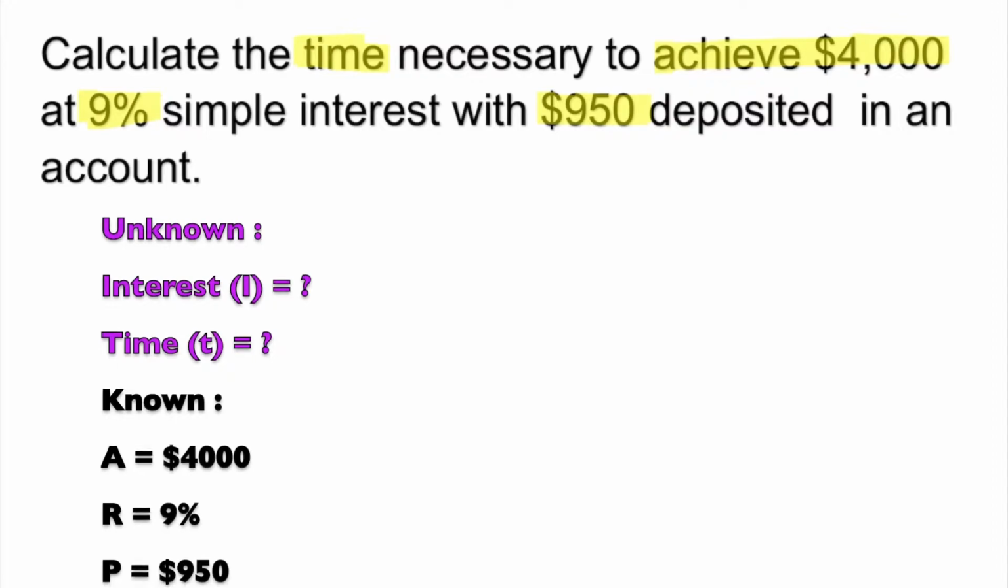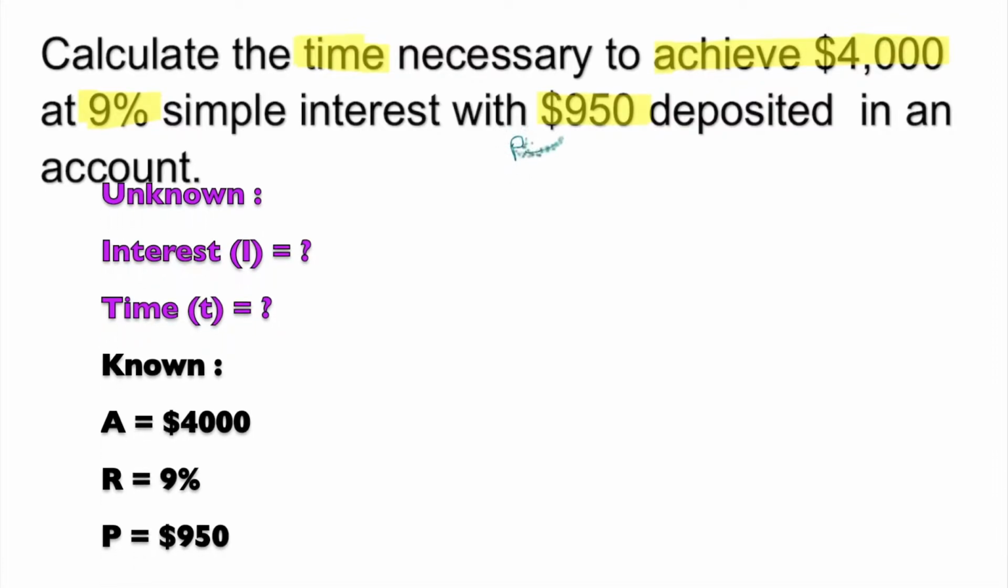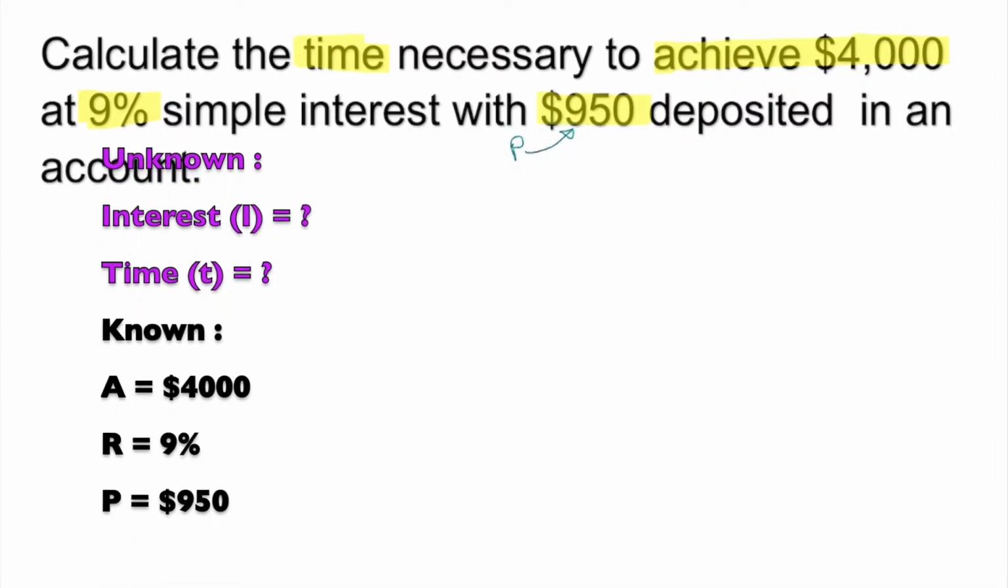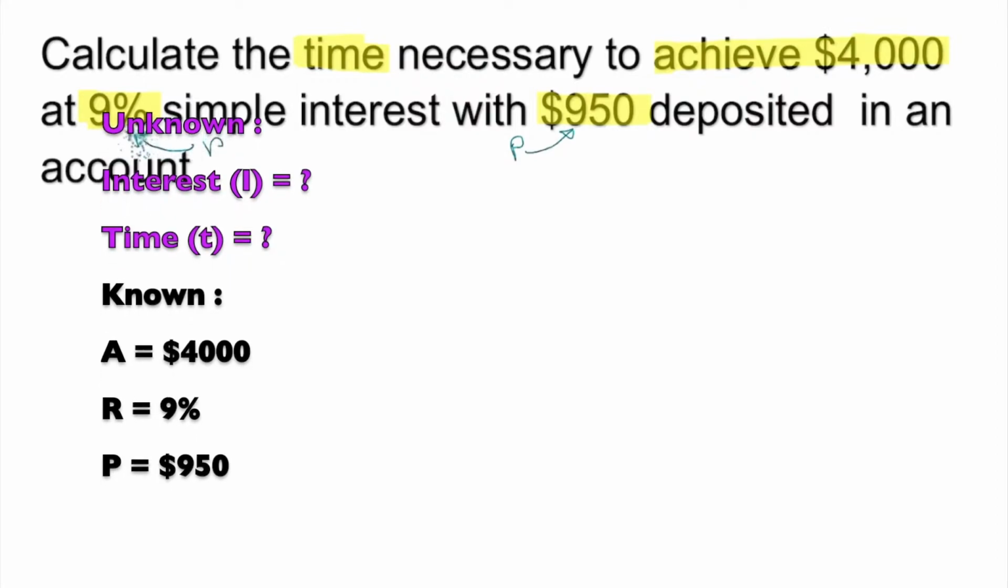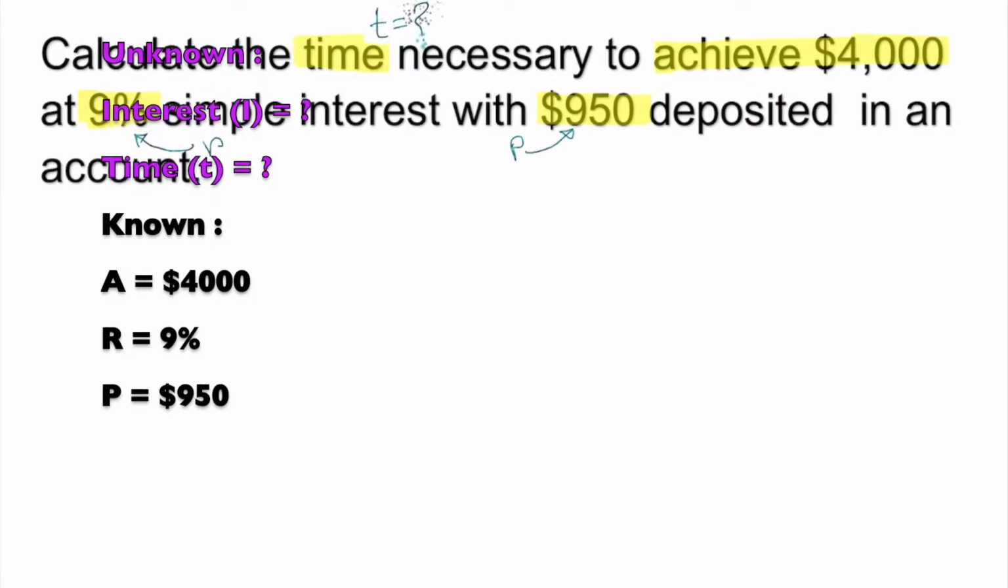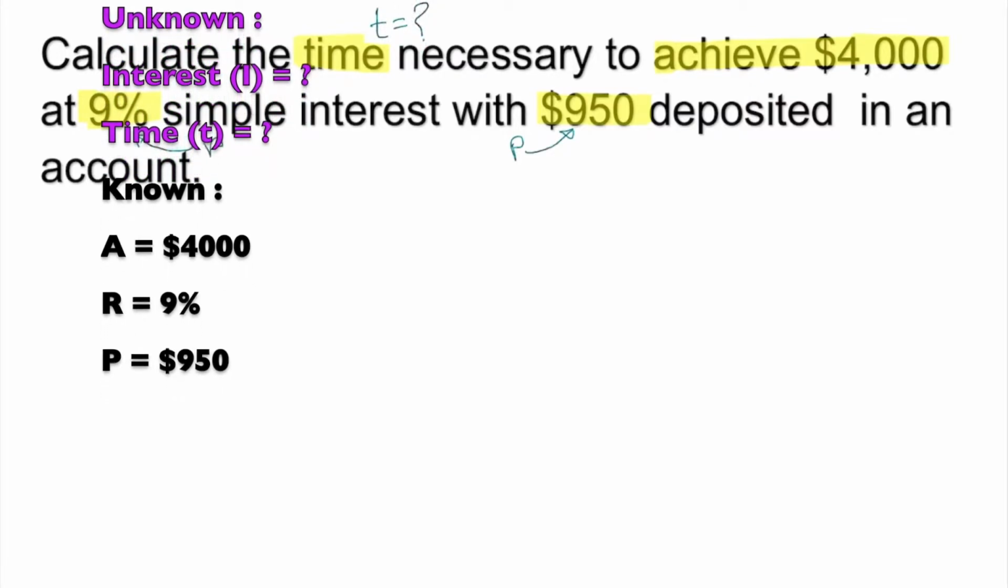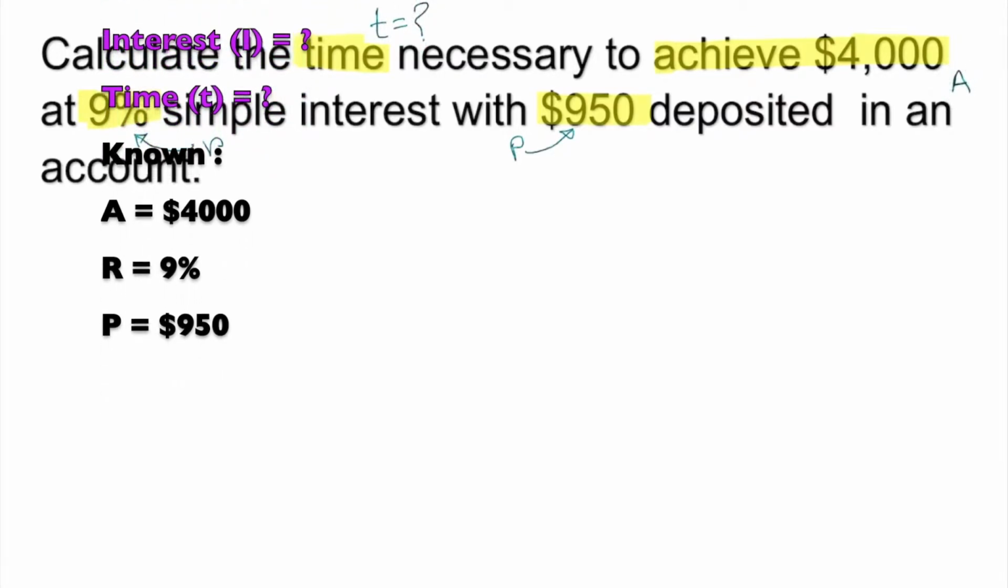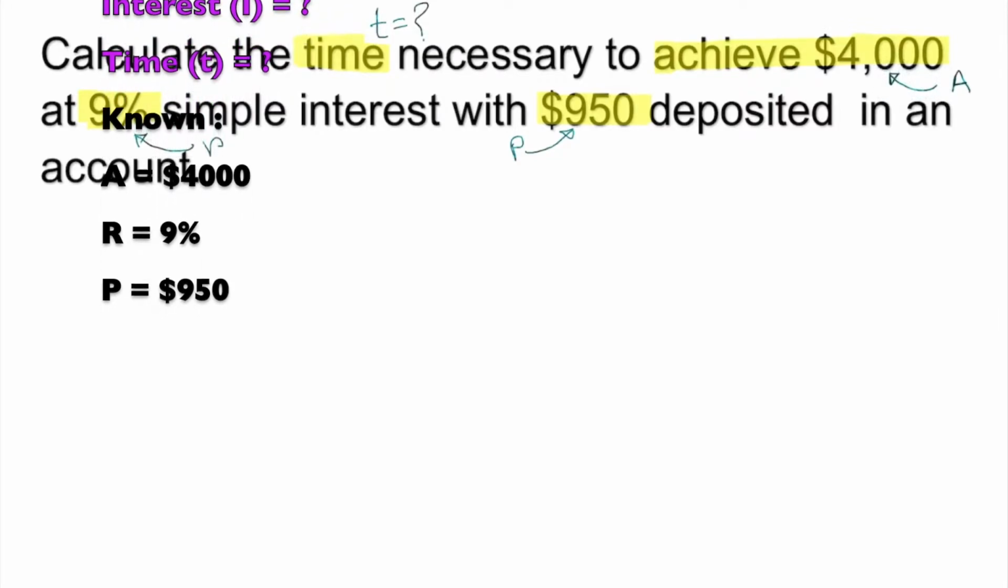Actually, this could be my principal here. That is my principal, and that is my rate here. I can put that one down here. And of course, T we don't really know. That is something we have to look for. And this is our total amount. Actually, this is not interest, by the way, total amount.